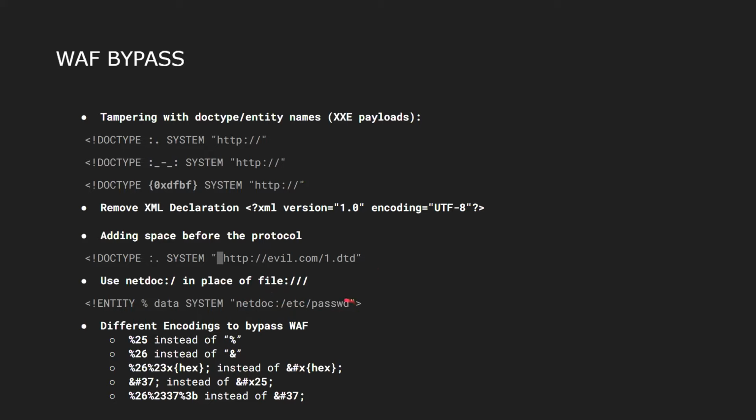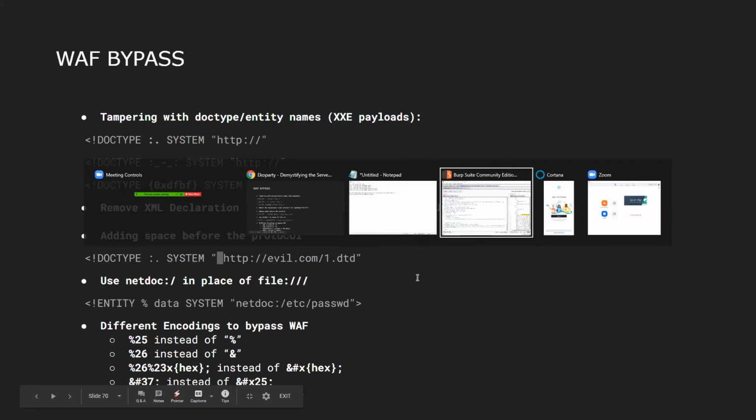And finally, we have different encodings that you could use. For example, we could URL encode the percentage and ampersand. We could use the hexadecimal HTML encoding, and other than that, we could go for the decimal encoded version. For example, for percentage, we could use ampersand #37 semicolon instead of the hexadecimal version. So let me just show you a quick demo.